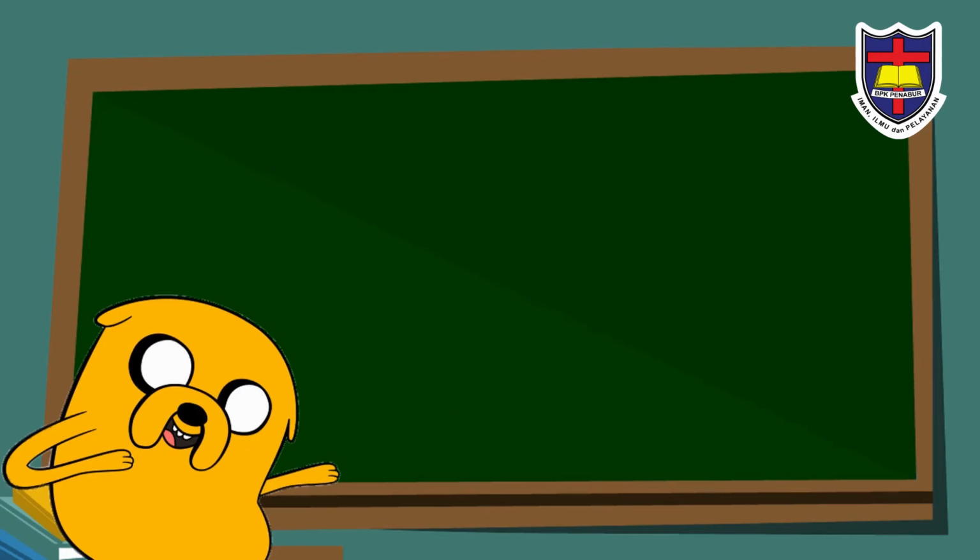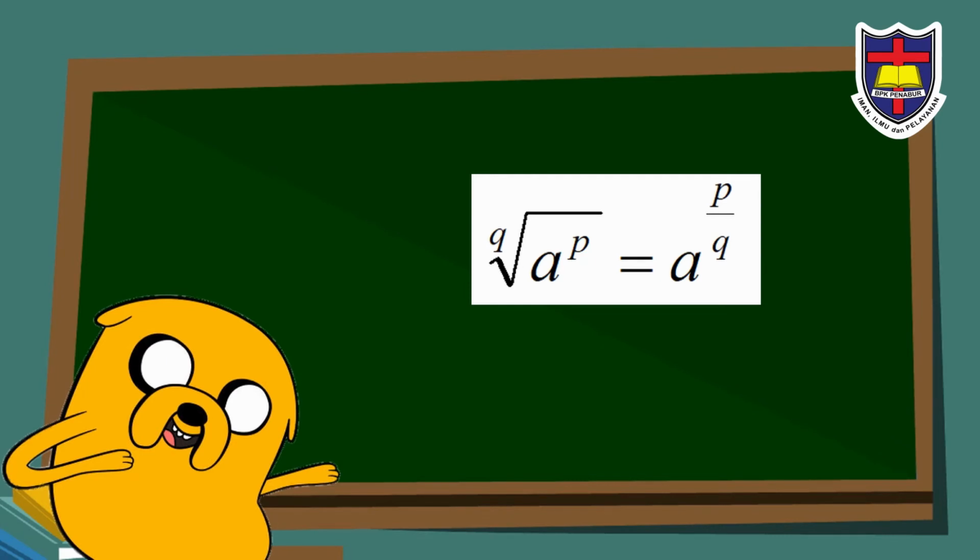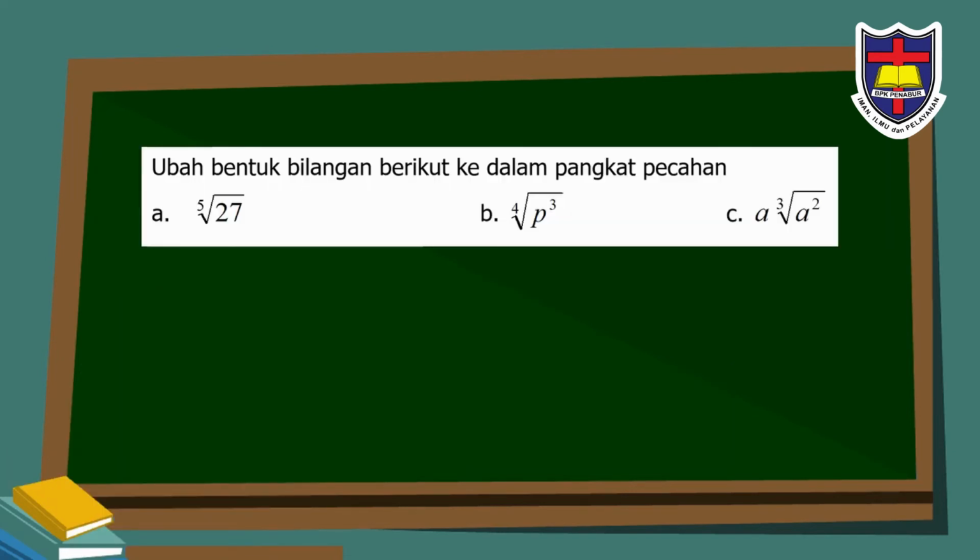So we can conclude that the qth root of a to the power of b equals a to the power of b over q. But it has one condition: a does not equal 0. So when we have a fractional exponent, we can change it into its radical form. So now we will see the example.